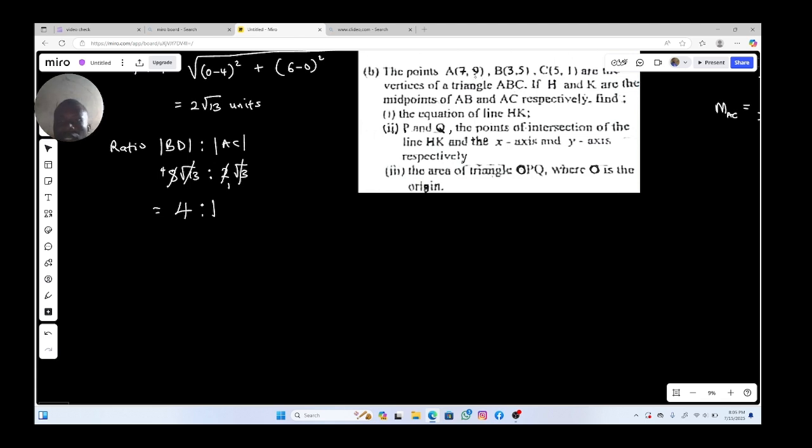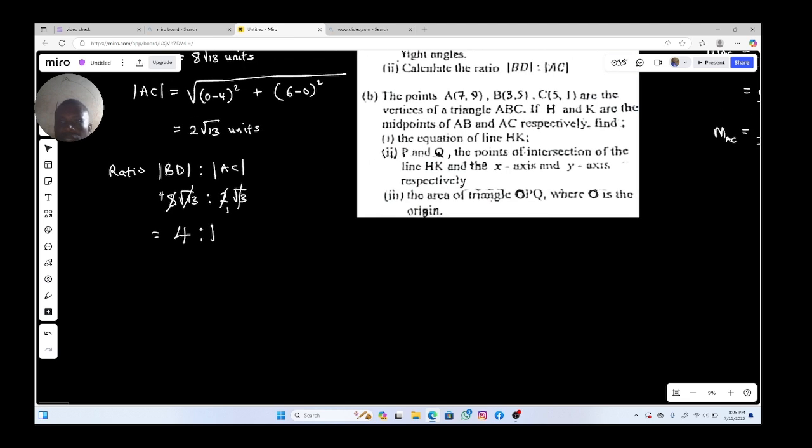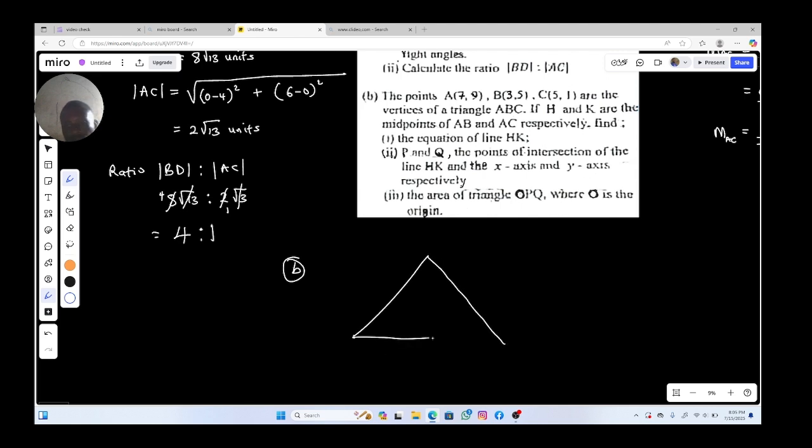that the points A, B, C are the vertices of a triangle. So let's get that triangle. For B, we are now solving B. So I'll make a little sketch. Let me draw something meaningful. Okay, this is our triangle. So this is A, this is B.